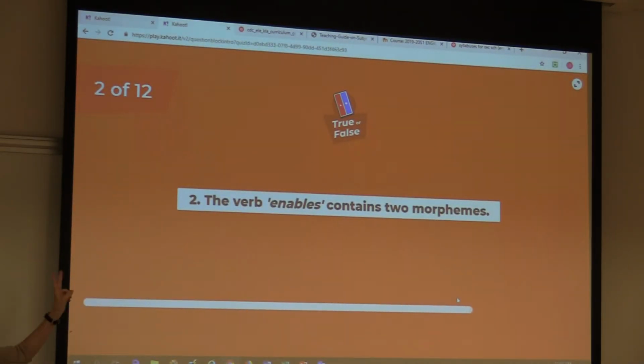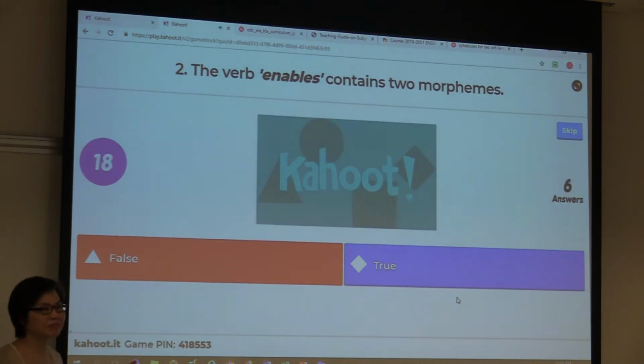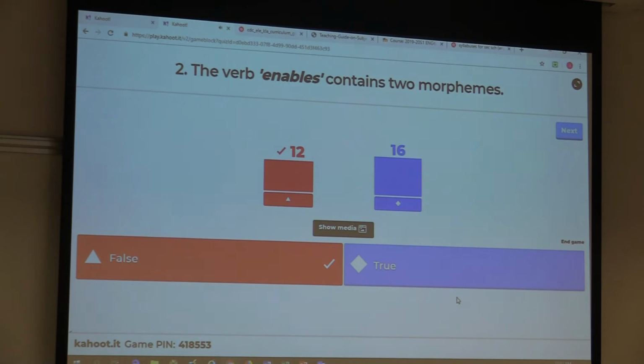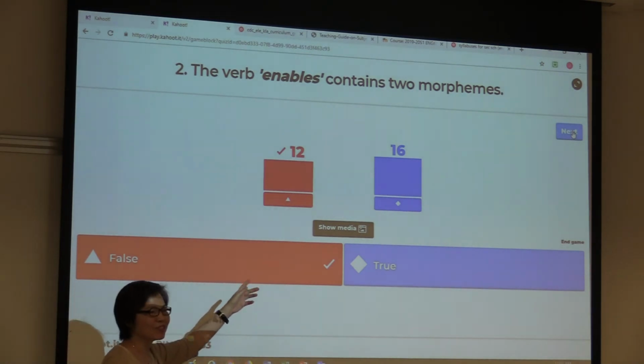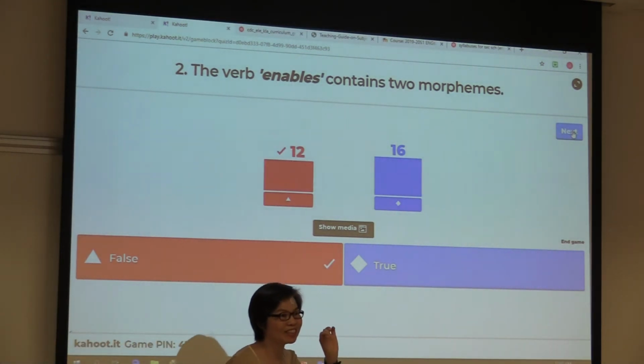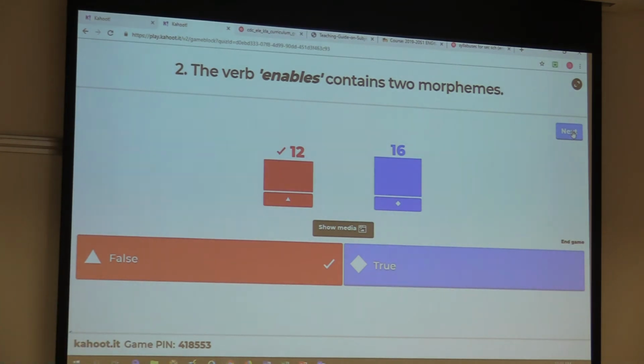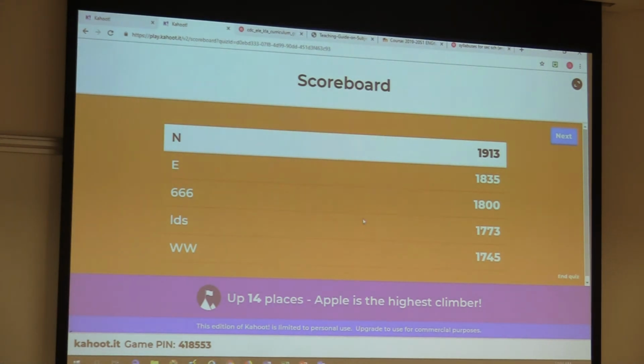Enables contains two morphemes. True or false? Enables. Two morphemes. It should be three. What are those three? En, able, and also S. From able, you have the derivational morpheme en, right? And I think it's one of the questions. Anyway, next. Who is En? New? Yes. Next one.